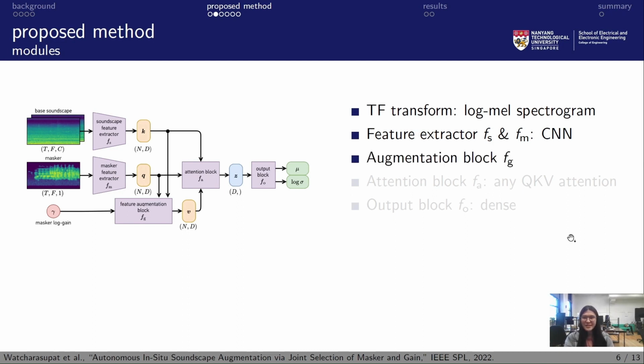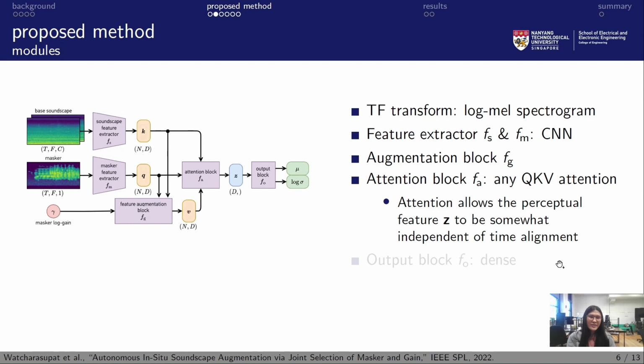These two, plus the masker log gamma, are then combined and, quote-unquote, augmented at the feature augmentation block FG. This gives us the embedding vector V. Q, K, and V are all time series embeddings, so we combine them using a QKV attention block in order to summarize them into a single embedding vector, which is somewhat independent of the time alignment between the base soundscape and the masker. Finally, the output of the attention block is passed into the output block to produce the distribution of the perceptual quality metric that we are trying to predict from this particular augmented soundscape.